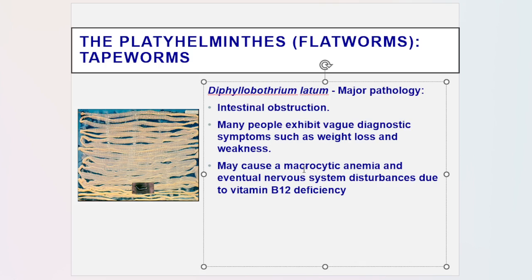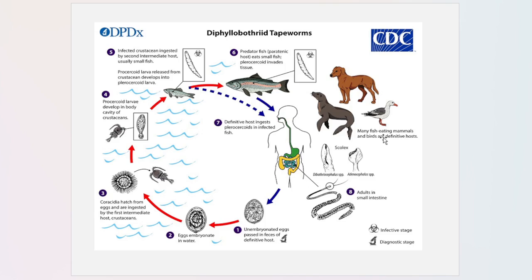It may cause macrocytic anemia and eventual nervous system disturbances due to vitamin B12 deficiency, because Diphyllobothrium latum has an affinity with vitamin B12. So, nagkakaroon ng macrocytic anemia. So, we have here the life cycle. As you can see, these are examples. I hope you can see the illustration or may arrow. But anyway, we have here yung copepods na sinasabi.